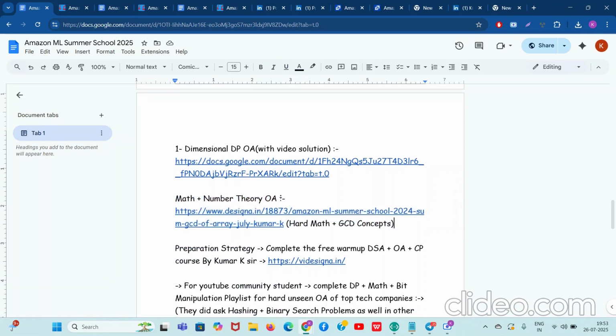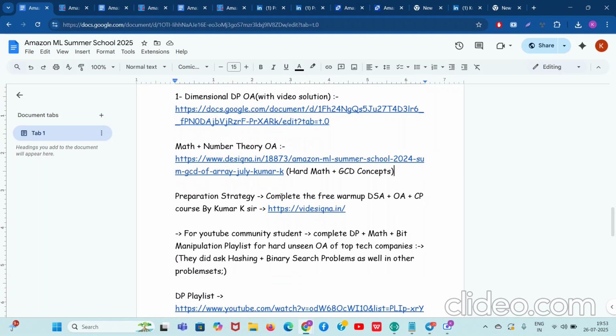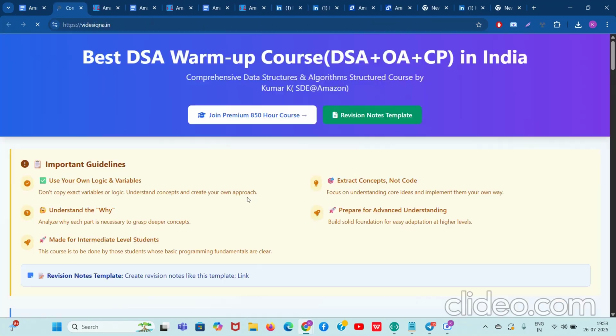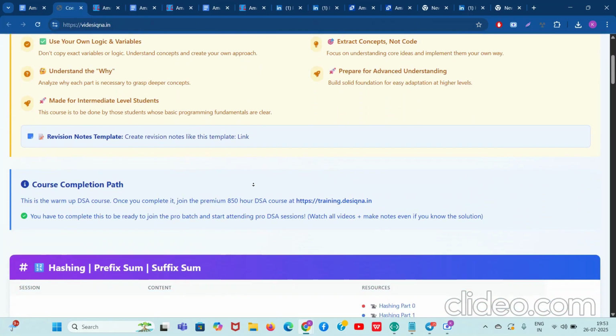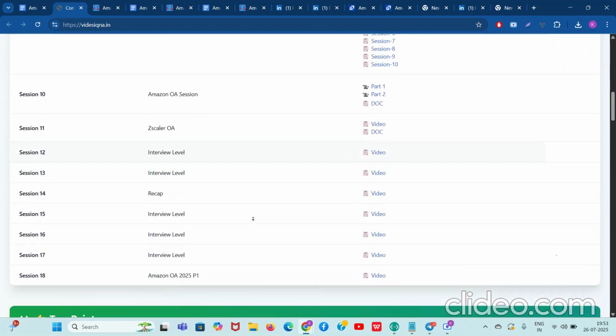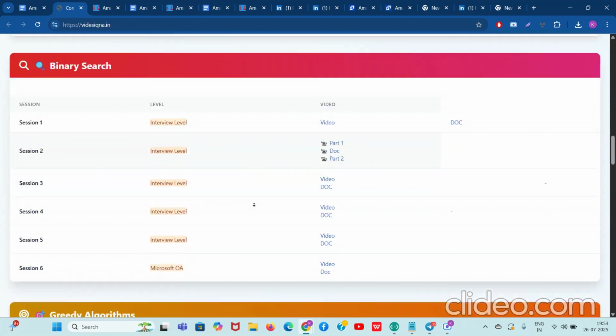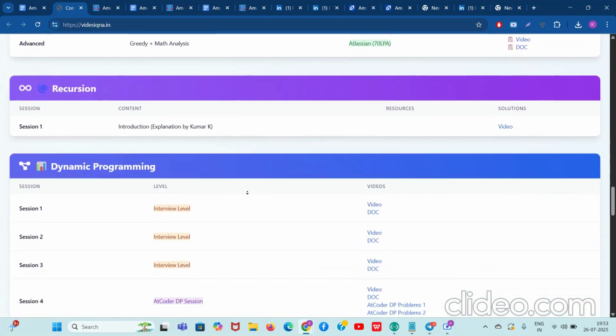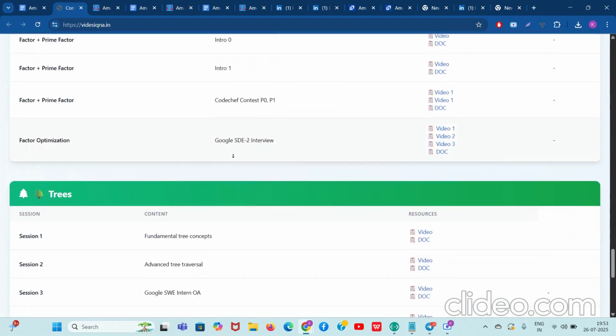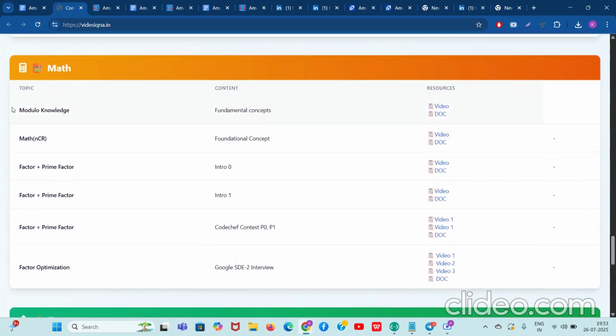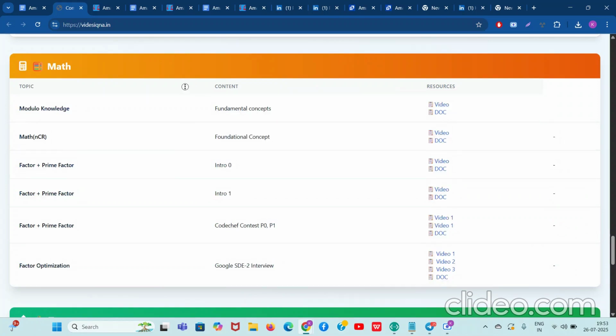Okay. So let's say you have not done much preparation, or you have done preparation, but now you want to do the best level preparation. The first thing which you should do is complete the free warm-up DSA plus OA plus CP course by Kumar Kesar. Obviously by me. Guys, this is our best, best warm-up course. Just go through all these nice sessions: hashing, two-pointer, binary search, greedy algorithms, recursion, dynamic programming, graph, maths, entry. See, I told you the maths. Please, you better prepare maths from here, okay?